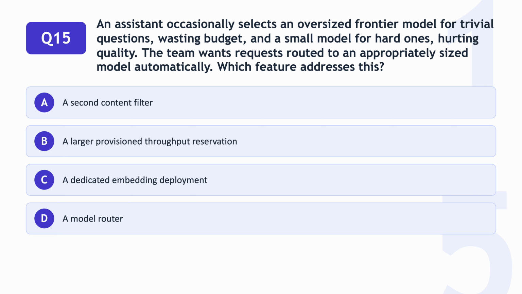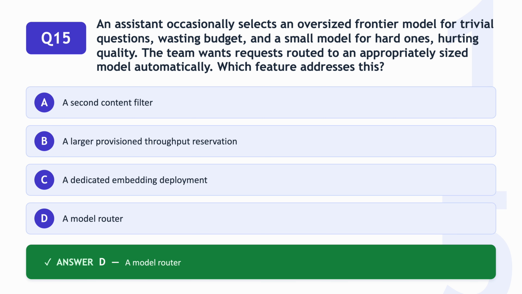Why D is correct? A model router automatically sends each request to the most appropriate model based on the prompt's complexity, task type, cost, latency, and quality needs. Microsoft describes model router as a trained model that routes prompts in real time to the most suitable LLM, helping save cost, reduce latency, and maintain quality.